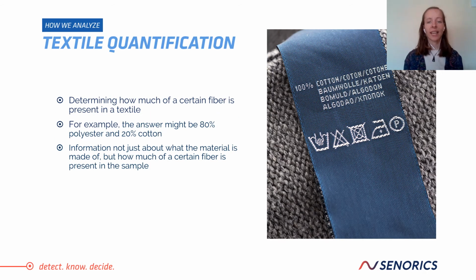On the other hand, there is textile quantification. When quantifying textiles, you don't just determine what your fabric is made of, but also how much of a certain fiber is present in your sample. So for example, you may measure your textile sample and it's made from cotton and polyester. So the result would be 80% polyester and 20% cotton.